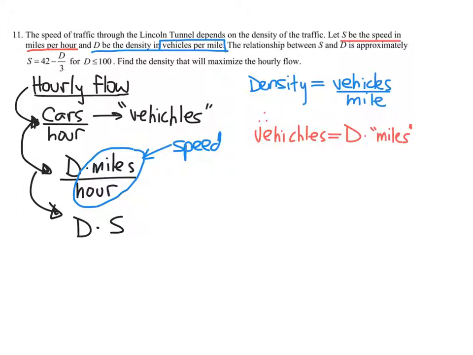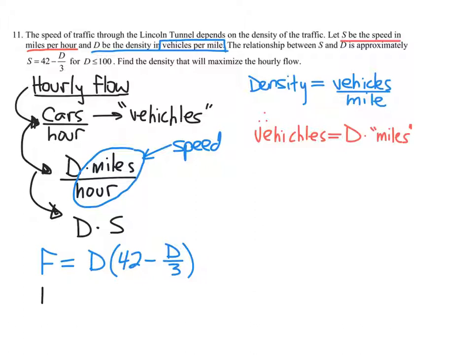All right, so I'll represent hourly flow as F would be equal to density times whatever speed is, in this case 42 minus d over 3. All right, so it's the units, I find anyway, the units that drive my thinking. Because there's formulas for everything. People do problems like this and then they publish the formulas that they invented, but really it's the units that drive the development of the formula.